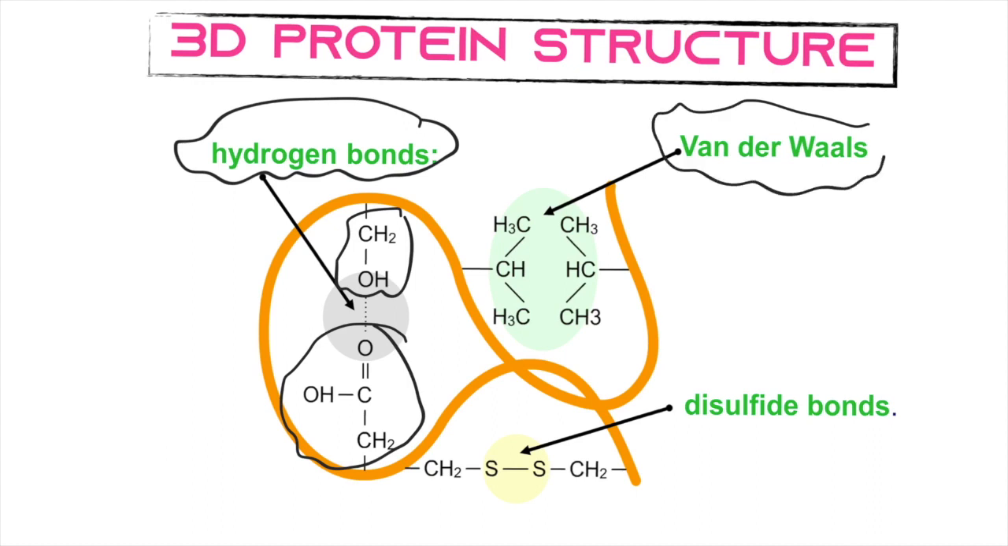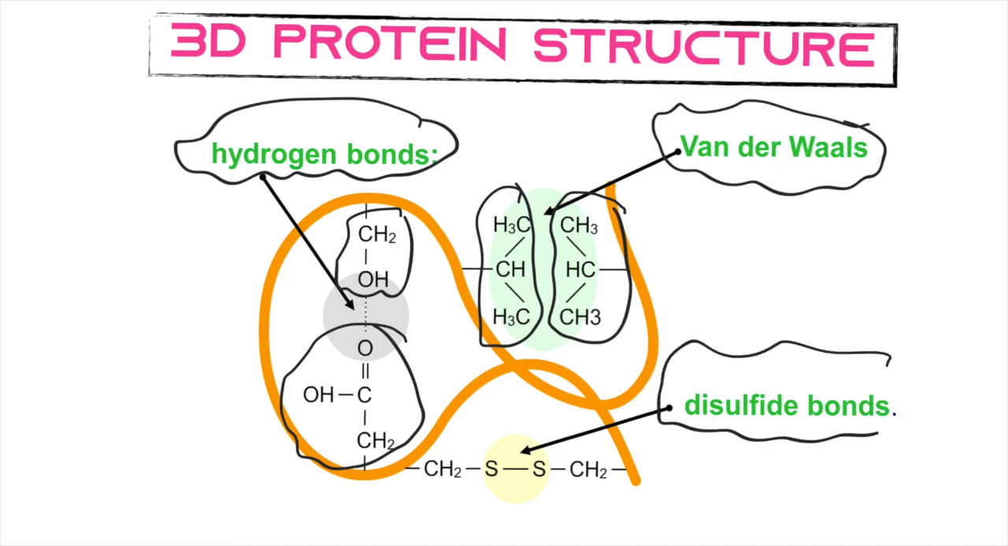Van der Waals force of attraction occur between hydrophobic R groups. So if there's an R group that is made up of carbon and hydrogen and the same type of R groups, those will interact by Van der Waals force of attraction.